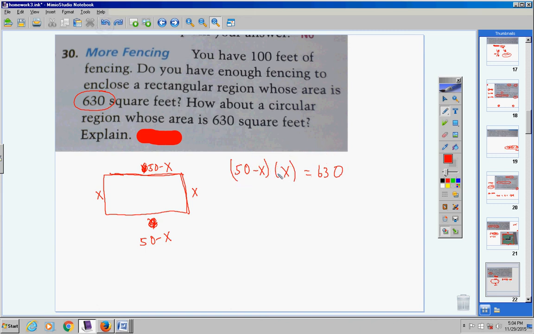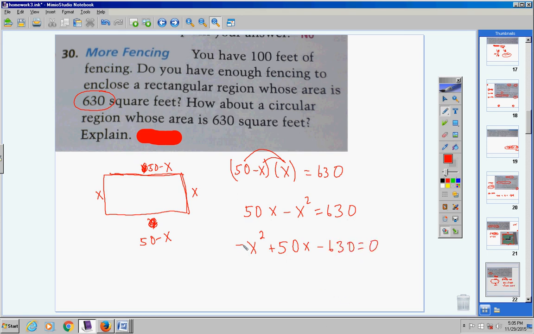Alright, so take your x and multiply it through. X times 50 is 50x. X times negative x is negative x squared equals 630. So right away you see you have a quadratic equation. So you're going to want to get one side equal to 0. Let's put our negative x squared first, our positive 50x second. Bring the 630 over and make it negative. And I'm left with a 0.